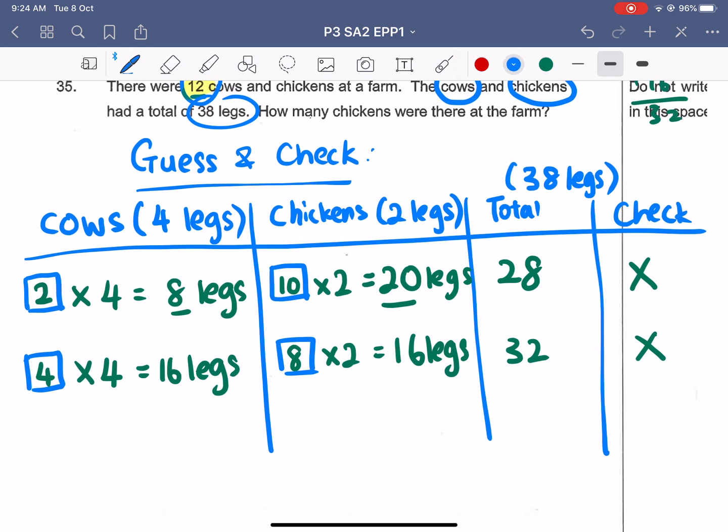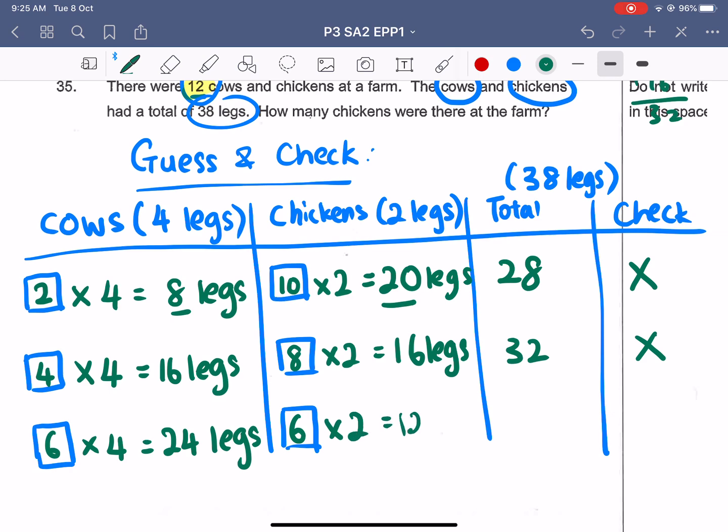Now we're going to try a third guess. Maybe let's put the number even bigger. Seems that I'm still quite far away. So now let me try 6 cows. Now if there are 6 cows, there will be 6 chickens because 6 plus 6 is a total of 12 animals. So 6 times 4 is equal to 24 legs. What about 6 chickens? Each chicken has 2 legs, so there's altogether 12 legs.